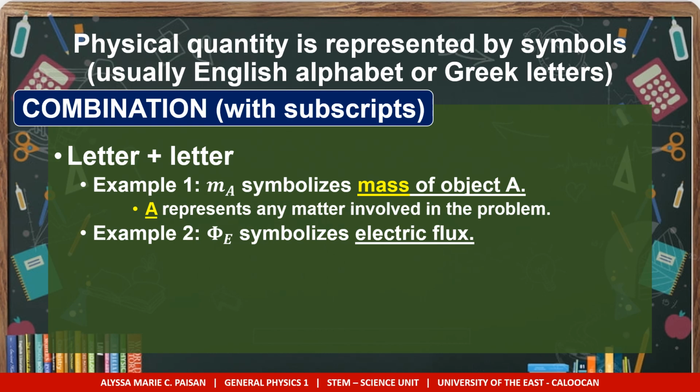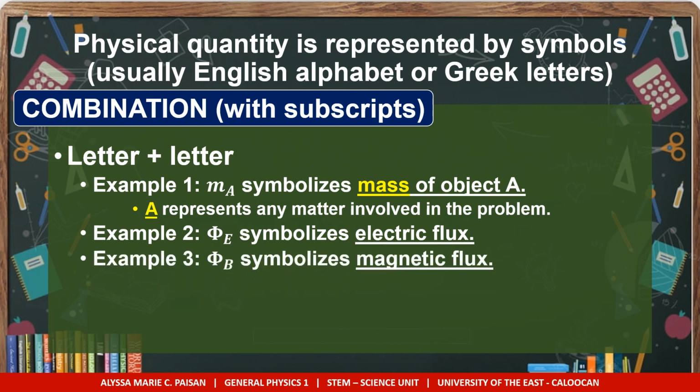Example number 2, phi sub E symbolizes electric flux. The capital letter E that serves as the subscript, as you can see on the slide, represents the word electric. And for example number 3, we have phi subscript B which symbolizes magnetic flux. For some reason, scientists decided that uppercase letter B should represent magnetic field. So to distinguish electric flux from magnetic flux, the subscript B is used for magnetic flux and the subscript E is used for electric flux.